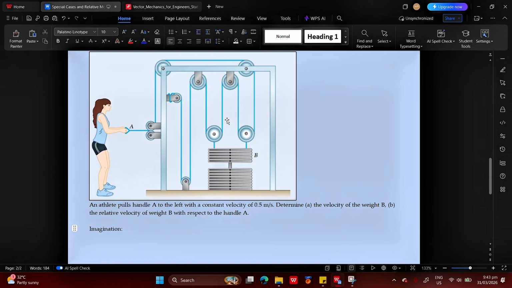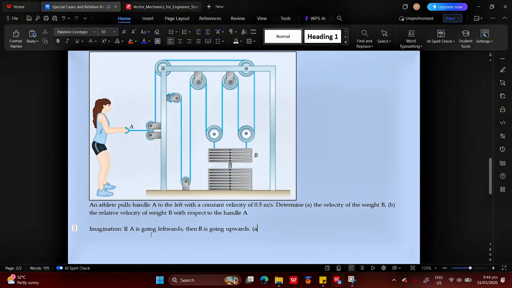is being pulled, of course. The weight B is going upwards. There are only 2 points here, A and B. So the particle B is going upwards if the girl is pulling it leftward. That is my imagination. If A is going leftwards, then B is going upwards. You see, alright?